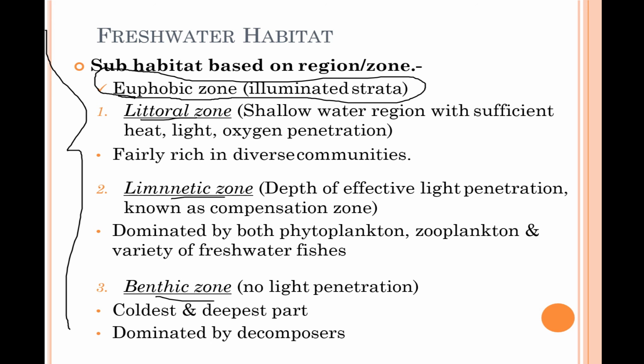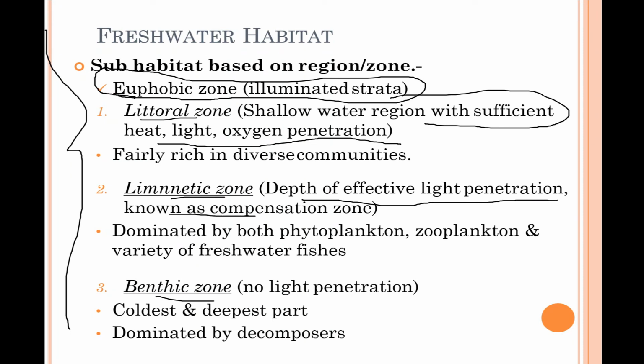The littoral zone is the uppermost part of a river or an ocean, the shallow water region with sufficient heat, light and oxygen penetration. The limnetic zone is below the littoral zone, so it is rather deep. The depth of effective light penetration is known as the compensation zone, and it is dominated by phytoplankton, zooplankton and a variety of freshwater fishes. Mainly the organisms live in the limnetic zone, because it is a bit deeper than the littoral zone, and they receive proper light and all of the nutrients that are present.